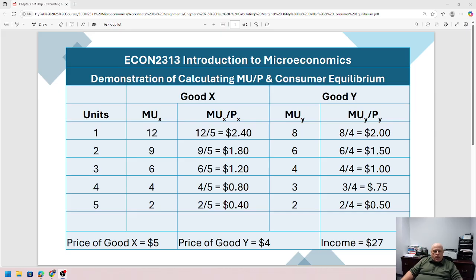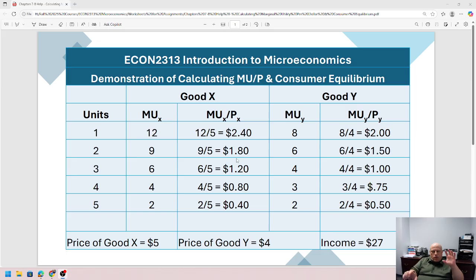Okay, and then the second one is 9 divided by 5. It's just the marginal value divided by the price. That's $1.80, and all the way down. So you just basically divide the marginal utility value, each one of those, by the price to get the marginal utility per dollar. And the reason that we do that is because in order to determine how much of each good we're going to consume in order to maximize utility, we have to make sure that good X and good Y are on equal playing field.